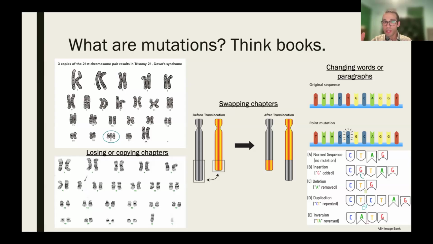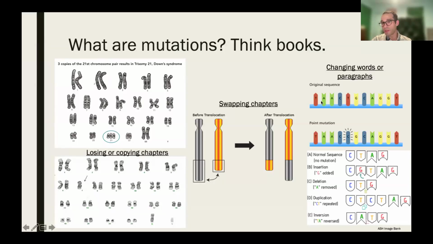So even though we're not losing any genetic information, you can imagine if you're reading a book and the last chapter is switched places with the fifth chapter, the book's not going to make much sense. And so that's another way that changing genetic information can lead to issues with cells and developing cancer. And then there's kind of changing words or paragraphs in the book. And this equates to changing very small pieces of DNA affecting just one gene at a time, right? And so you can either switch part of your genetic code.